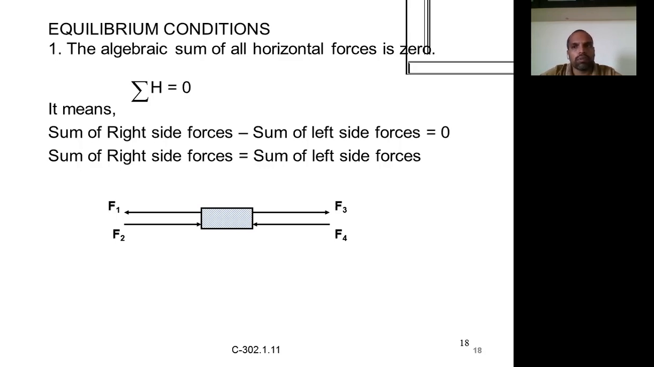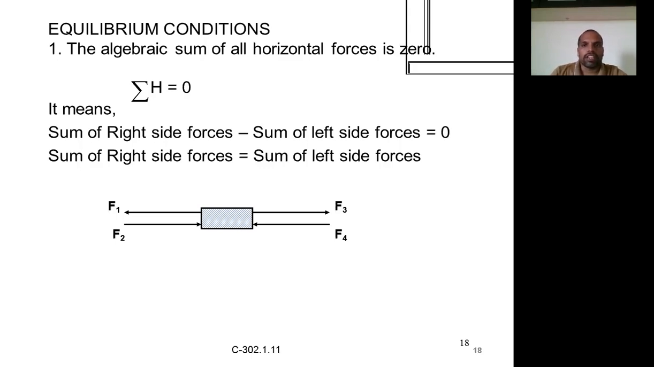Let us discuss the different equilibrium conditions. The first condition is that the algebraic sum of all horizontal forces is equal to 0. These are very important equations. You have to remember them to solve most of the cases. These are the fundamental equations to solve for unknown forces in any member. These are called equilibrium conditions. The algebraic sum of all horizontal forces is 0, that is sigma H is equal to 0. It means the sum of the right side forces minus the sum of the left side forces is equal to 0.